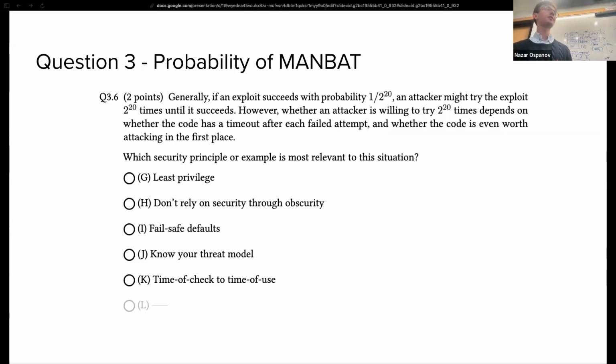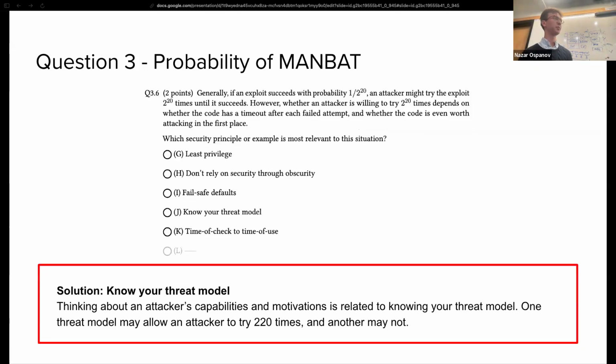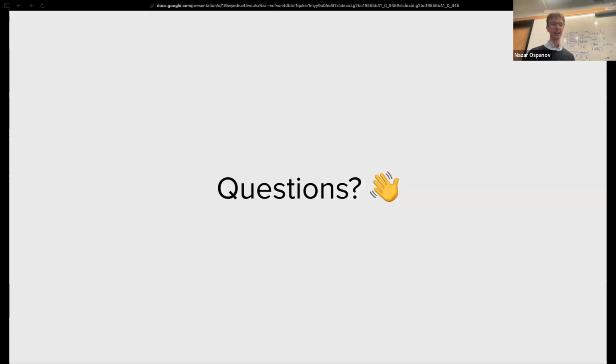All right, in the interest of time, does anybody know the answer to this question? Know your threat model? Yes, that would be correct. Thinking about an attacker's capabilities and motivations is related to knowing your threat model. One threat model may allow an attacker to try 2 to the 20 times, but another may not. Does anybody have any questions?